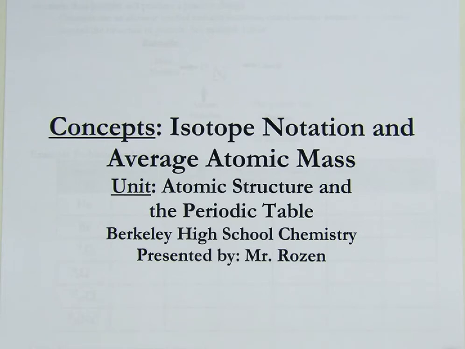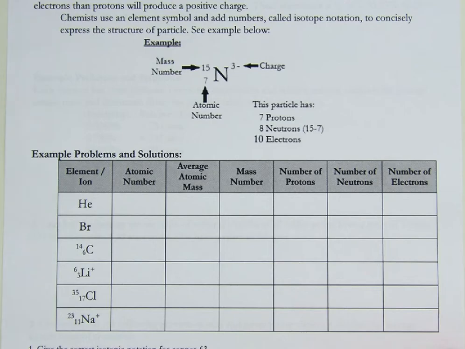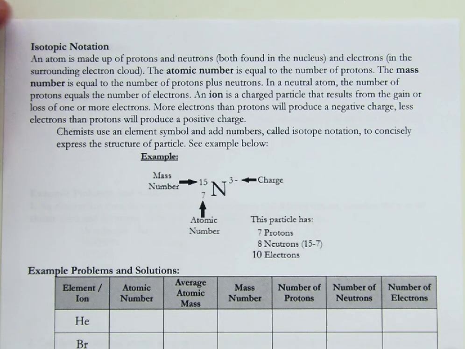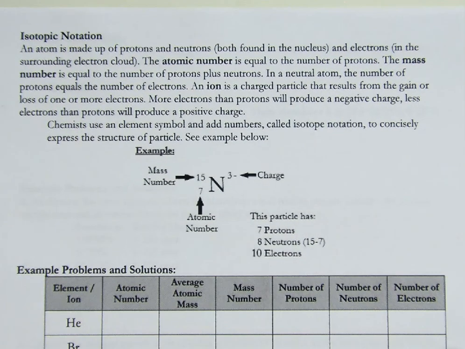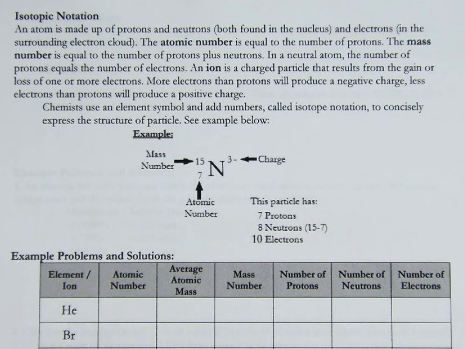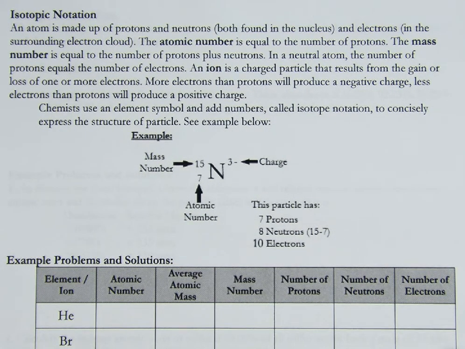So we're going to start by thinking about these subatomic particles, protons, neutrons, electrons in an atom. And we're going to represent some of that information using what's called isotope notation. It's kind of a shorthand or convenient way to show information about how many protons or neutrons or electrons a particular atom has. There's some text here. You can pause it and read it if you would like to.